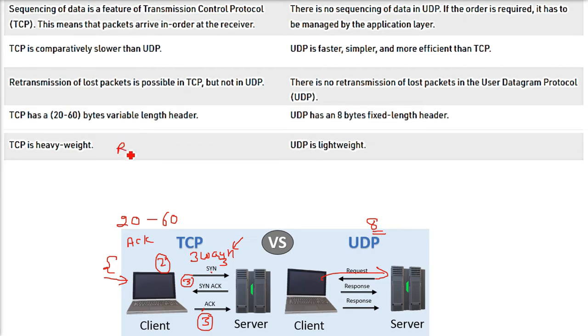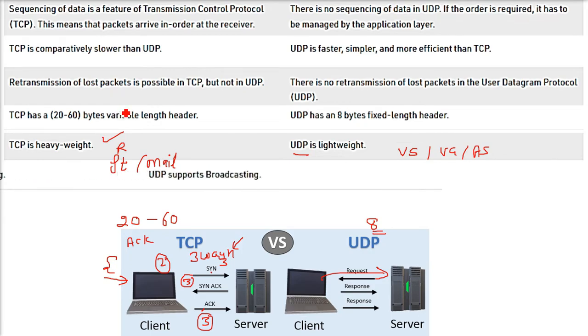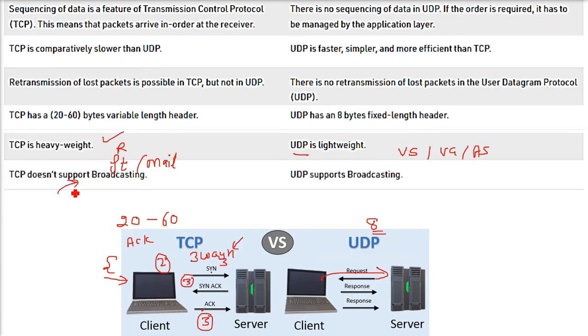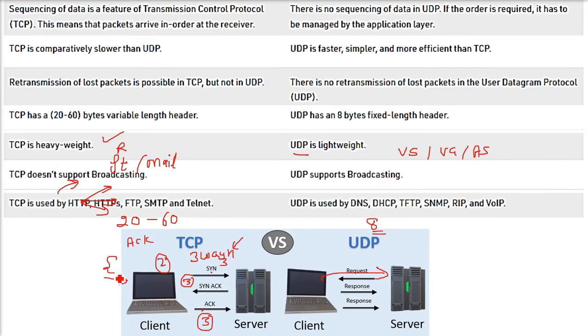TCP is heavyweight, with connection establishment and connection termination. UDP is lightweight. For example, if you want to do file transfer or mail, you need to use TCP. For video streaming and gaming, you want the speed, and if one or two packets are lost, you don't worry about that. UDP is lightweight. TCP doesn't support broadcasting, that is, sending from one to multiple clients or servers. UDP supports broadcasting.